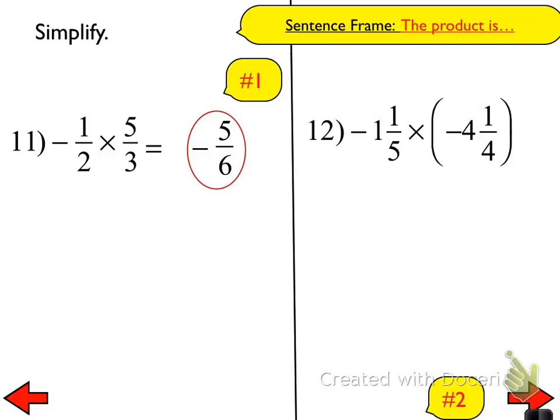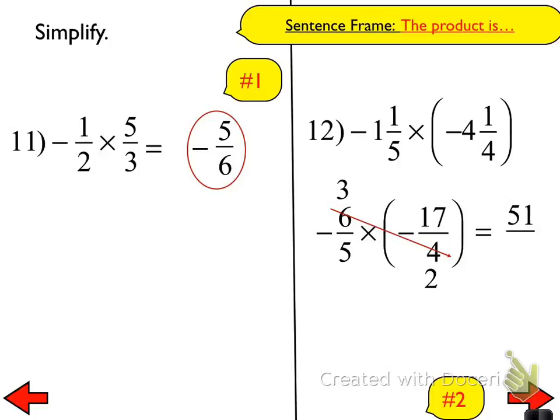Number 12. Here, decide right now, if I multiply a negative times a negative, is that going to be positive or negative? Positive. Perfect. I'm going to turn those into improper fractions. I'm going to check if I can cross cancel. 6 and 4 have a 2 in common, so I'm going to go ahead and divide by 2, leaving me with a 3 and a 2. 5 and 17 don't have anything in common, so multiplying straight across, I get 51 over 10, which leaves me with 5 and 1/10.